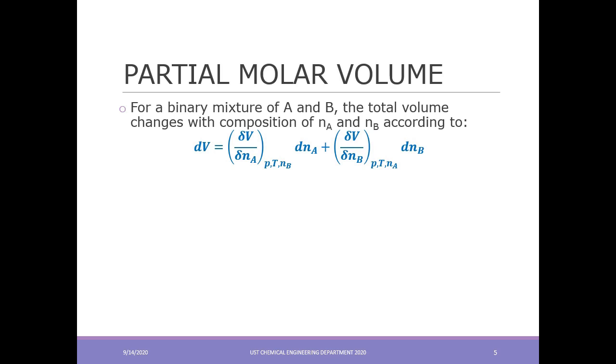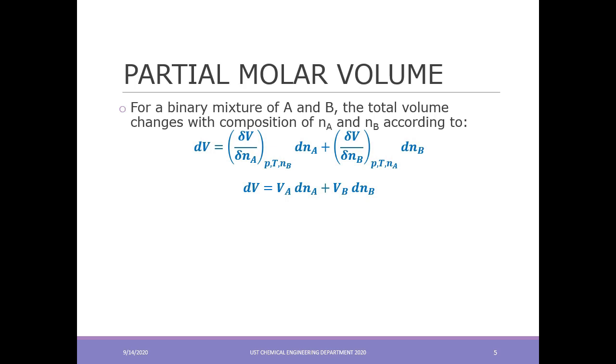The definition of partial molar volume implies that when the composition of a binary mixture is changed by the addition of a small amount of A and B, or dn_A and dn_B, then the change in the total volume of the mixture is given by this equation, wherein we know that partial V over partial n is equal to the partial molar volume of that particular substance. Then we can simplify this equation to dV is equal to V_A dn_A plus V_B times dn_B.